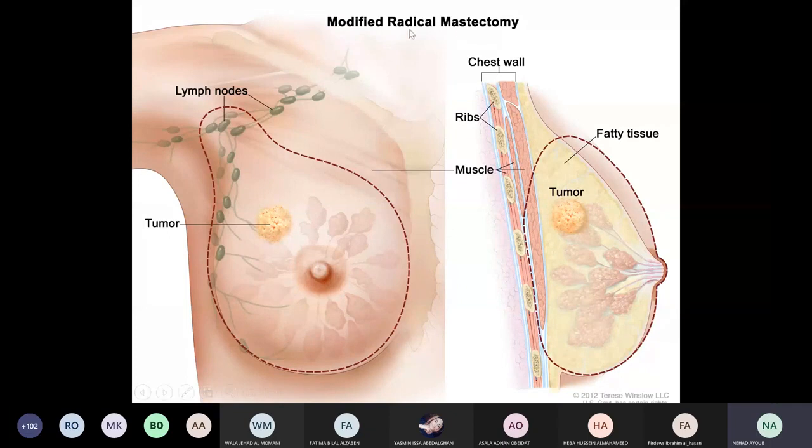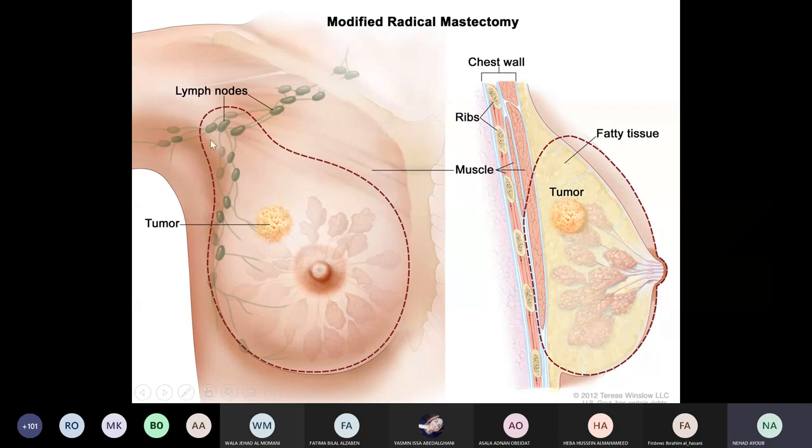Now, the modified radical mastectomy, okay, what does the surgeon do here? He or she removes the whole breast tissue, plus some of the skeletal muscle below, plus the axillary lymph nodes. That's why we call it radical, extreme, okay. So here we are basically removing almost everything, okay.